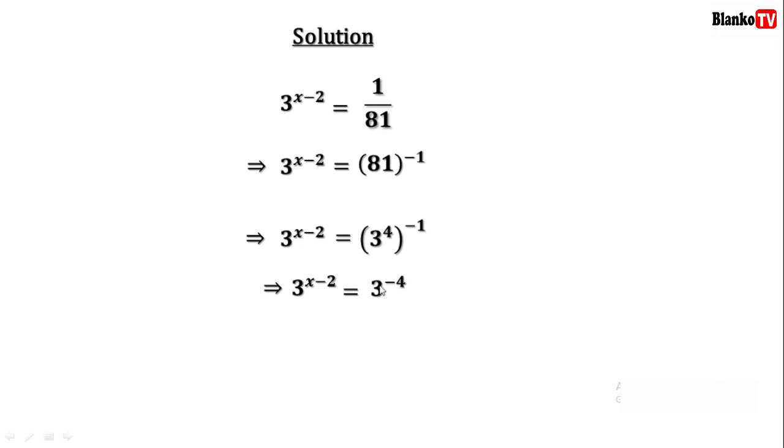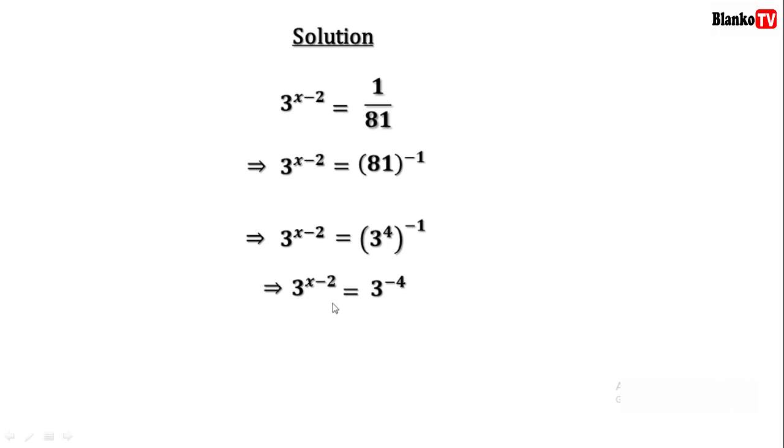Okay, so now we have 3 raised to the power negative 4. 3 raised to the power 4 times negative 1 will give us 3 raised to the power negative 4. So 1 over 81 is the same as what? 81 raised to the power negative 1 is the same as 3 raised to the power negative 4 multiplying negative 1, and then is the same as 3 raised to the power negative 4. We write the equation in such a way that we can get a common base at the left hand side and then a common base at the right hand side.